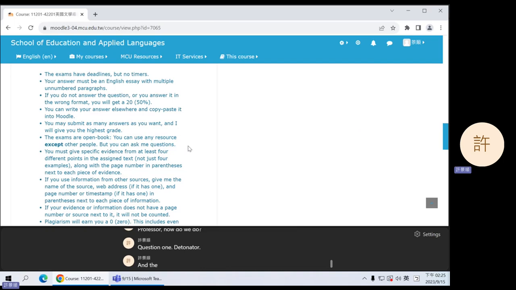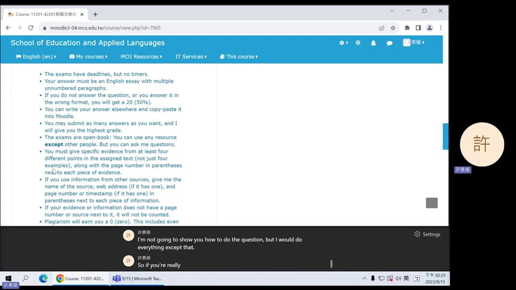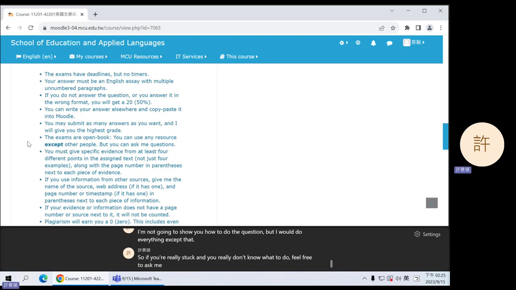And the professor said, come here, I'll show you. And so the student brought his exam to the front and the professor showed him how to do question one. I'm not going to show you how to do the question, but I will do everything except that. So if you're really stuck and you really don't know what to do, feel free to ask me for help.